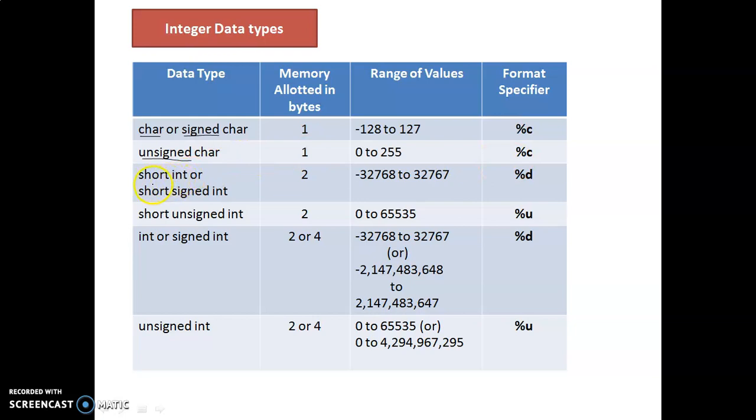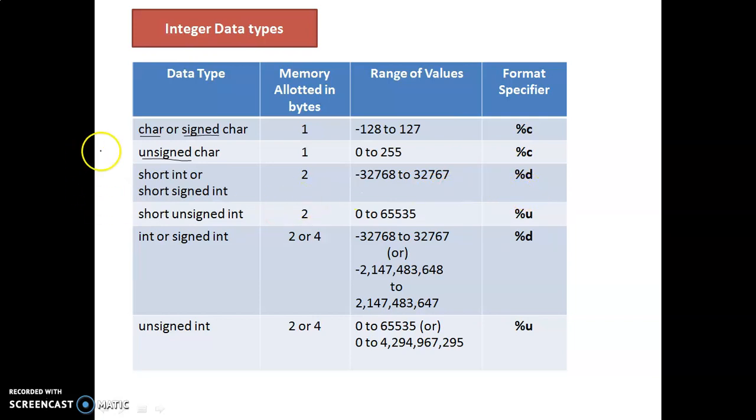Coming to the next one, short integer, or it is also called short signed integer. We can use it interchangeably. We can use either short int or short signed integer. It occupies 2 bytes of memory. So all these specifications. Okay. Now it supports a range of values from -32,768 to a maximum positive value of 32,767, and the format specifier used is %d.